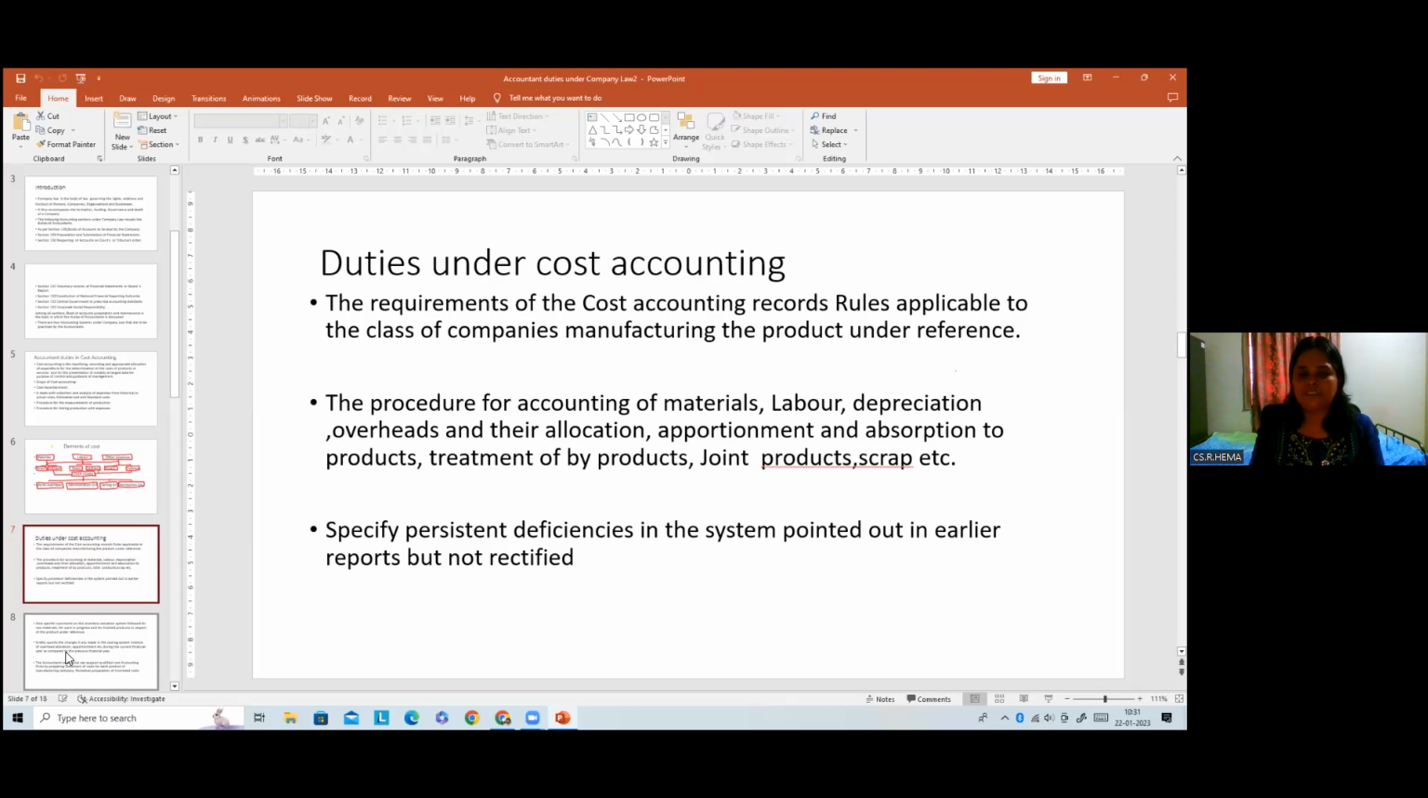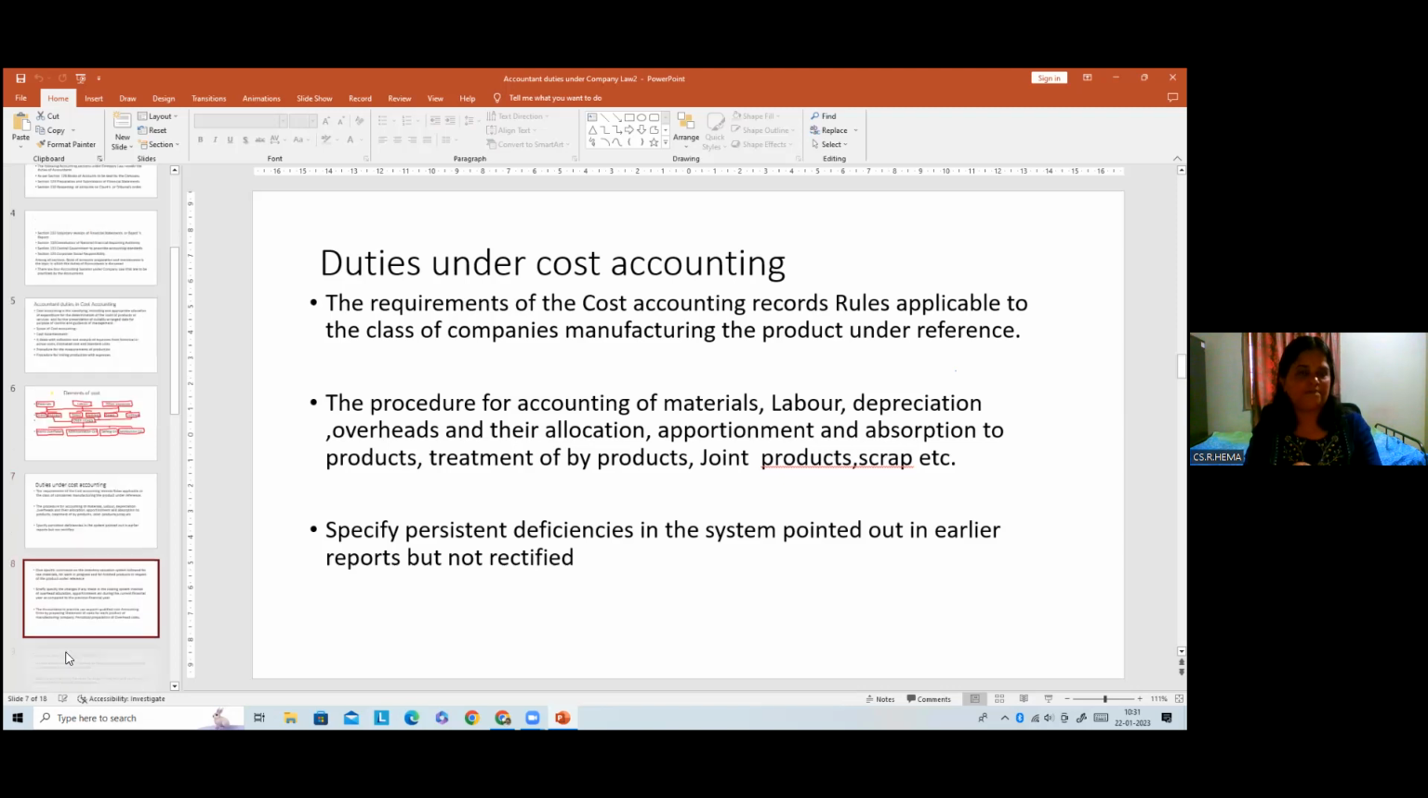Specific persistent deficiencies in the system pointed out in earlier reports but not rectified. In these points you have to see what the accountant's duty is. If a cost accounting report was submitted by you with the support of an accountant, and you find any persistent deficiencies after the submission, you should rectify that in the present report. If you're preparing a future report, you should rectify that. Your help is needed by a cost accounting firm or a manufacturing unit.